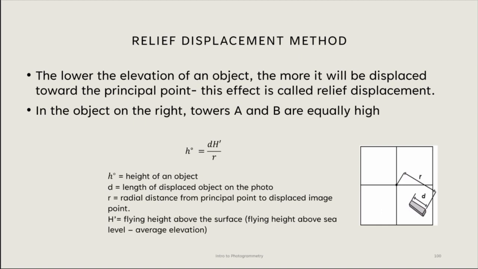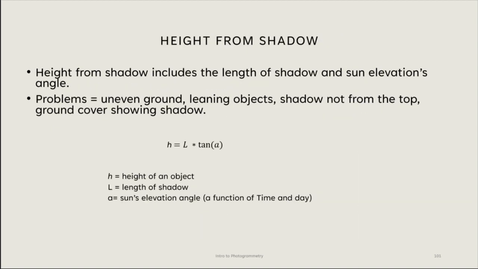So the relief displacement method: the lower the elevation of an object, the more it will be displaced toward the principal point. Like I said in the last slide, this effect is called relief displacement. So let's talk about the actual formula. Height of an object equals the length of the displaced object on the photo times the flying height above the surface divided by the radial distance from the principal point to the displaced image point. And again, we're going to go over this in lab, so it'll make more sense then as well.